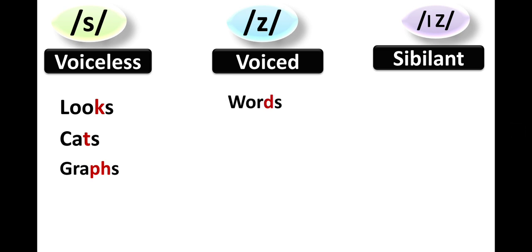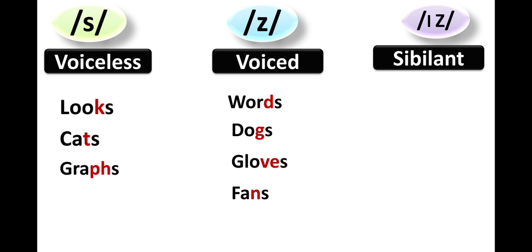Okay, now voiced sounds, when it appears after voiced sound, it will be pronounced as Z, words, dogs, gloves, fans. So D, G, V, N, these all are voiced sounds. And if letter S appears after these voiced sounds, it will be pronounced as Z. Okay? As I told you that all vowel sounds are voiced. So if it appears after those vowel sounds, it will be pronounced as Z there.